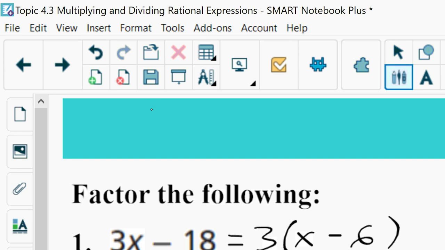And then you can go back and check it. I like to say, okay, 3 times x gives me the 3x, and 3 times the negative 6 gives me the negative 18. So we're good. It's factored.